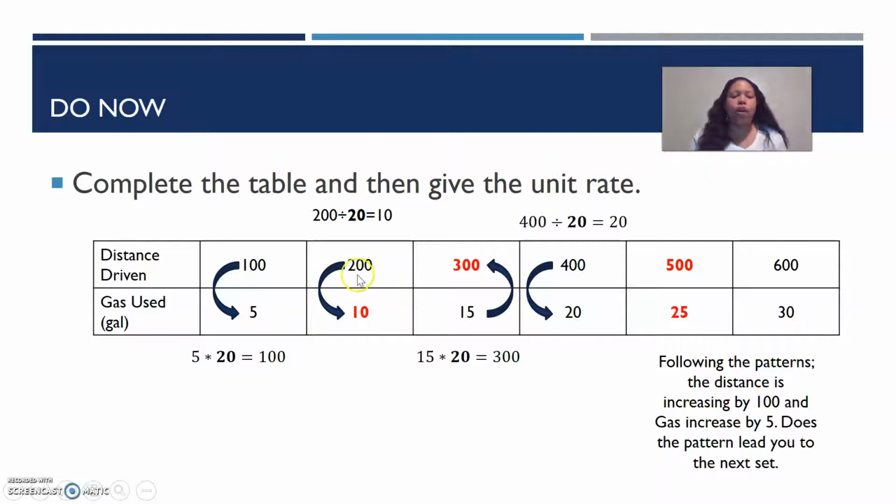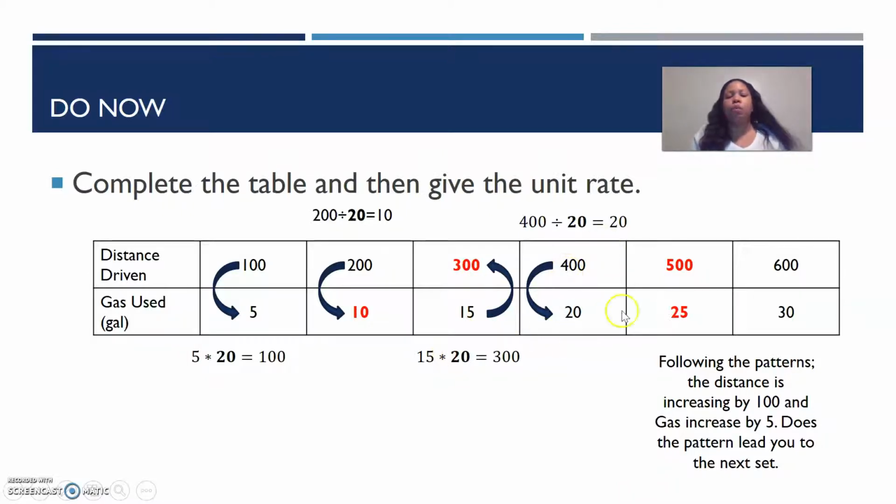So I have 200 and I want to find out how many gallons I used. Again, we're inversing. 200 divided by 20 gave me 10. So if I drove 200 miles, I only used 10 gallons of gas. And then doing the opposite, if I only used 15 gallons of gas, what did I do? I had to multiply by 20 to get to 300.